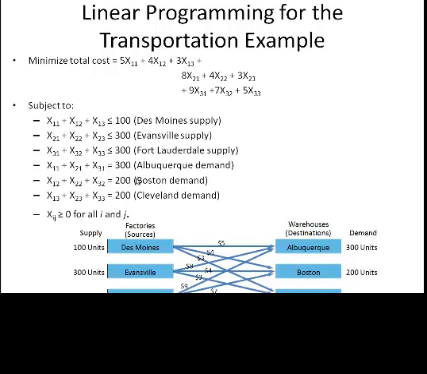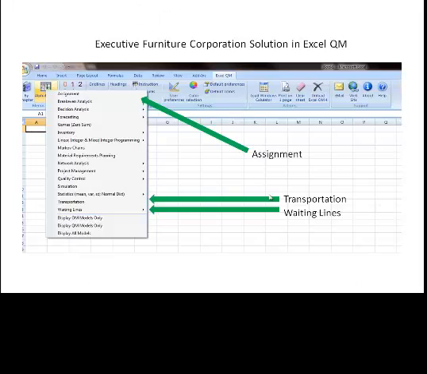Whereas with Boston, the most that we can ship, the most that they can receive, is 200, because this is what the demand is. Okay, so as we continue this operation, we go to our QM for Excel.